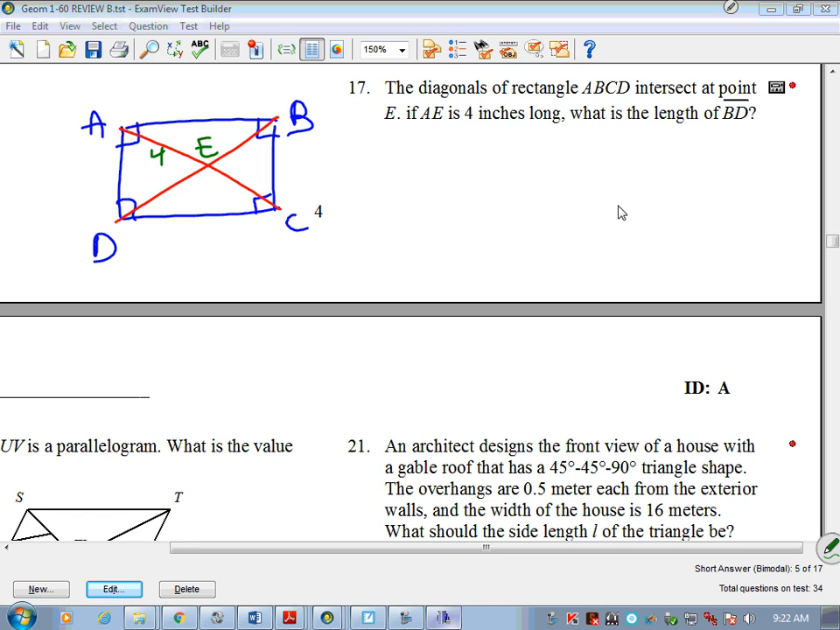Well, we've come across this before. We know EC is 4 inches long because a rectangle is a parallelogram and the diagonals of a parallelogram bisect each other. And because it is a rectangle, the diagonals are congruent. So 4 plus 4 is 8, therefore DB is 8 inches long. But you need to know, and again, you need to state it.